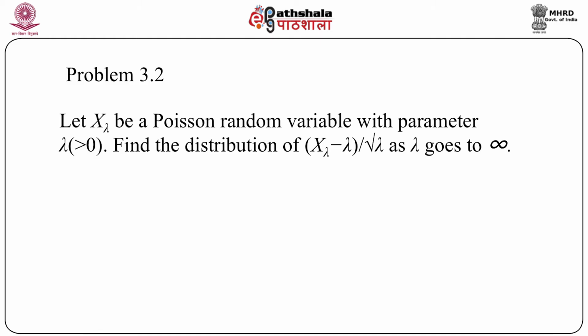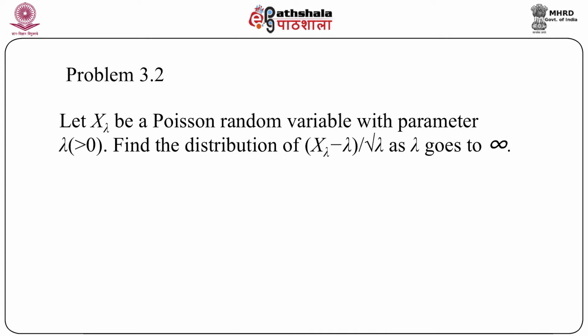Now remember one thing, that for a Poisson random variable with parameter lambda, the expectation of the variable is lambda and the variance is also lambda. So if we want to consider the standardized variable, that means the variable minus its mean divided by the standard deviation, it will turn out to be x lambda minus lambda divided by square root lambda for a Poisson random variable. And we are going to find the distribution of this standardized variable when lambda goes to infinity.